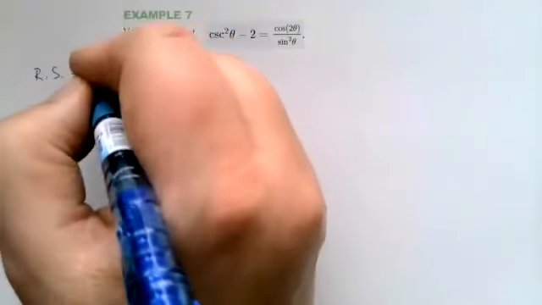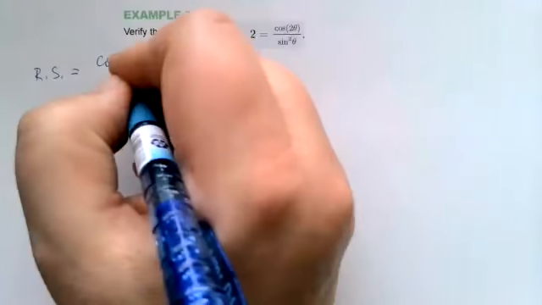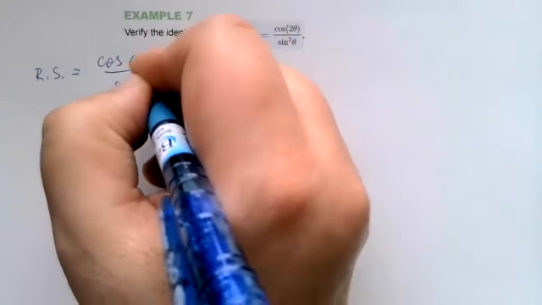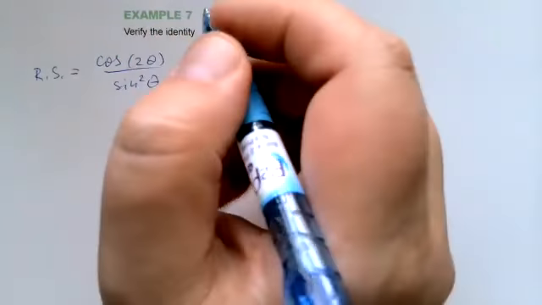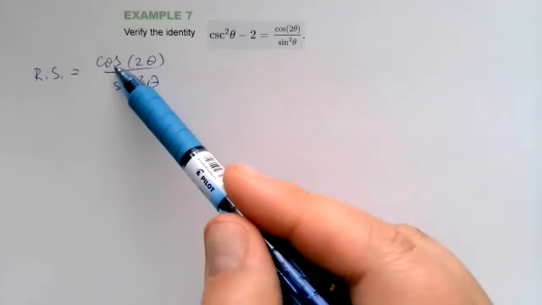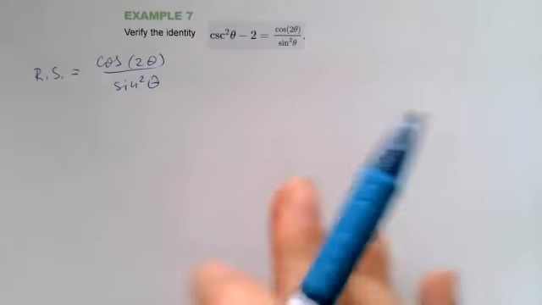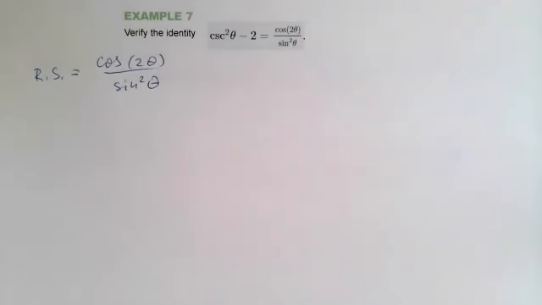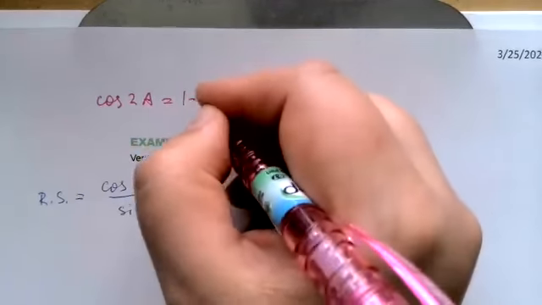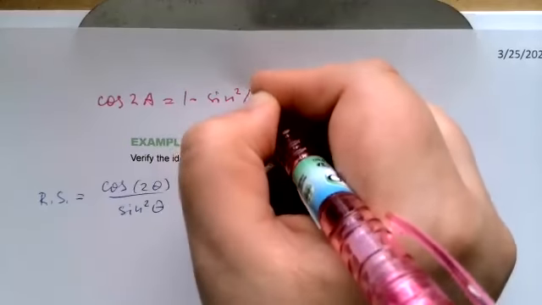And the right side is cosine 2 theta divided by sine squared theta. And okay, I see the sine squared theta on the bottom, and that reminds me of the formula that we saw earlier. The formula is the cosine of 2A equals 1 minus sine squared A.